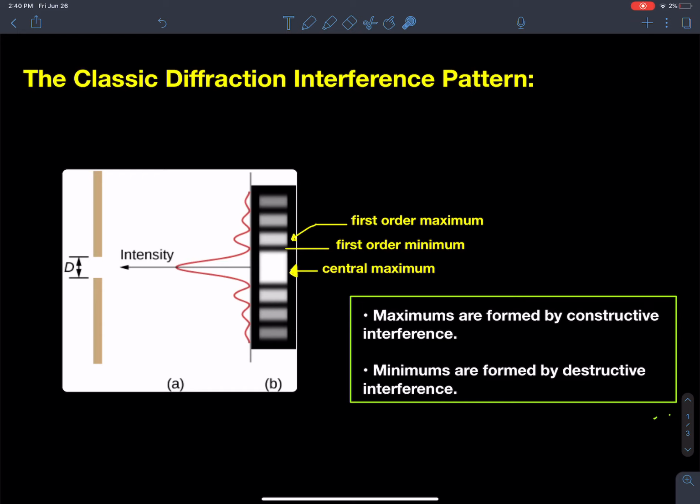Maxima are formed by constructive interference, if you remember from interference in SL, and minimums are formed by destructive interference. Constructive occurs when waves meet up crest to crest. Destructive occurs when waves meet out of phase, where a crest meets a trough. So these are formed by interference.